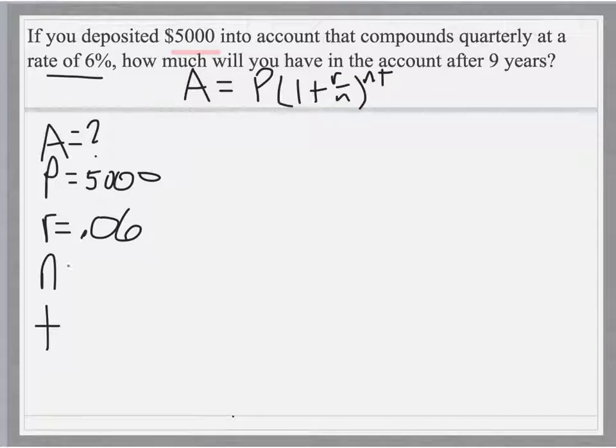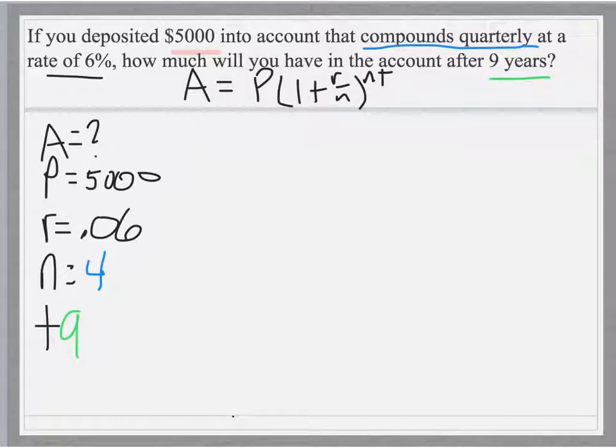Our N, now this is where it's going to be different than the last notes. Our N is the number of times we compound it. So the thing I'm looking for is compounds quarterly. So quarterly means 4. So we're actually going to compound it 4 times. So my N is going to be 4. And then T is the amount of years or the time. So if we look at time, 9 years. So that means my T is going to be 9.